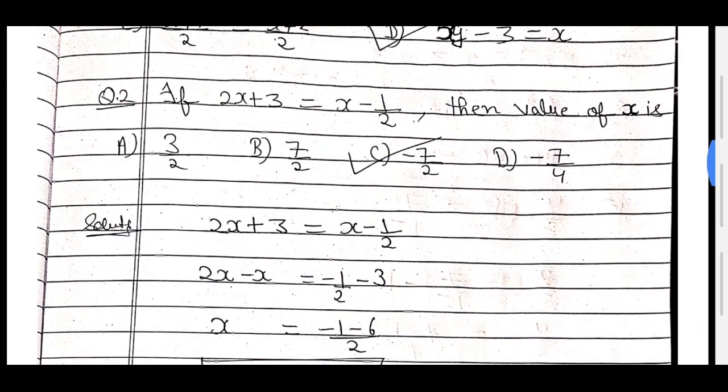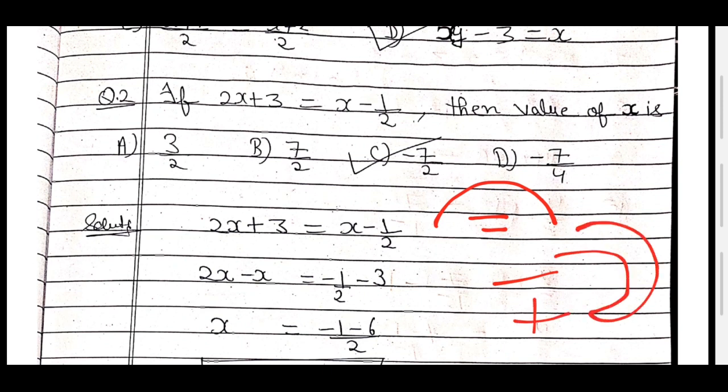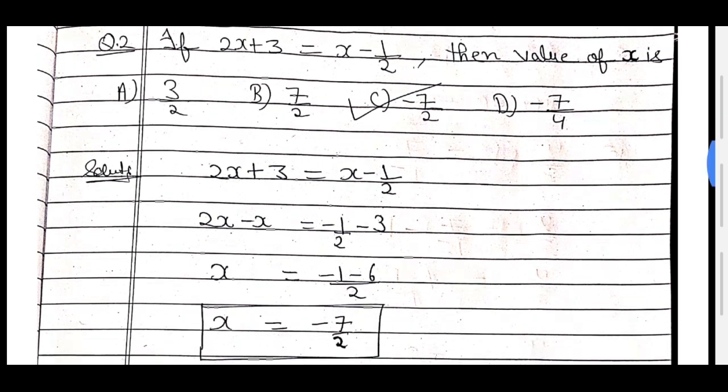Second question is, if 2x plus 3 is equal to x minus 1, you have to find the value of x. If you remember, first we make all x together, then make it positive, and then make it alone. And you remember that rule also: if you move any number from one side of the equal sign to the other, then its sign will change. Minus becomes plus, plus becomes minus, multiply becomes divide, divide becomes multiply. It is a basic rule.